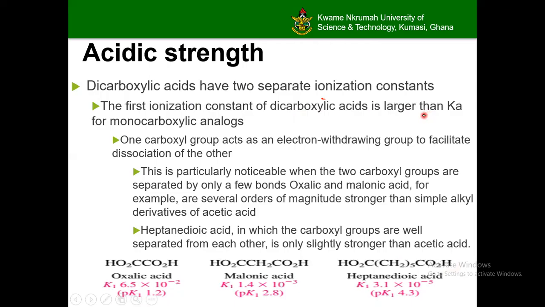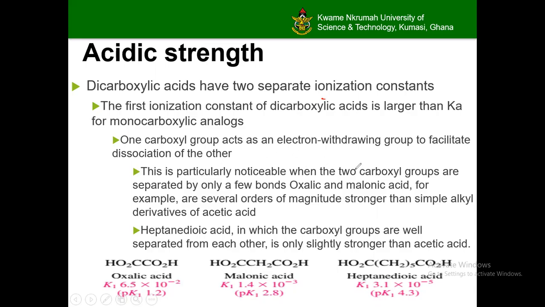The reason is that in the dicarboxylic acid we have two carboxyl groups. And as I mentioned, one of the carboxyl groups will act as an electron withdrawing group for the other one. So it will withdraw electrons and enhance the acidity. While the monocarboxylic acid has just one carboxyl group to act as acid, the dicarboxylic acid has two, and one is enhancing the ability of the other one. And so it's always easier for you to lose from one, that's in the pKa1, right? So one carboxyl group acts as an electron withdrawing group to facilitate the dissociation of the other one.